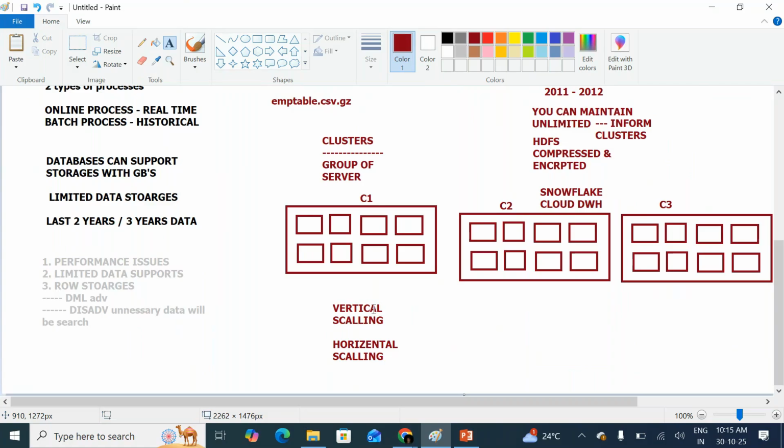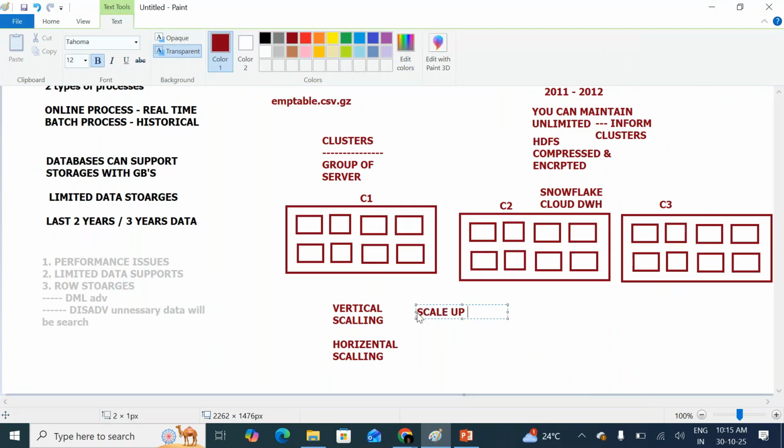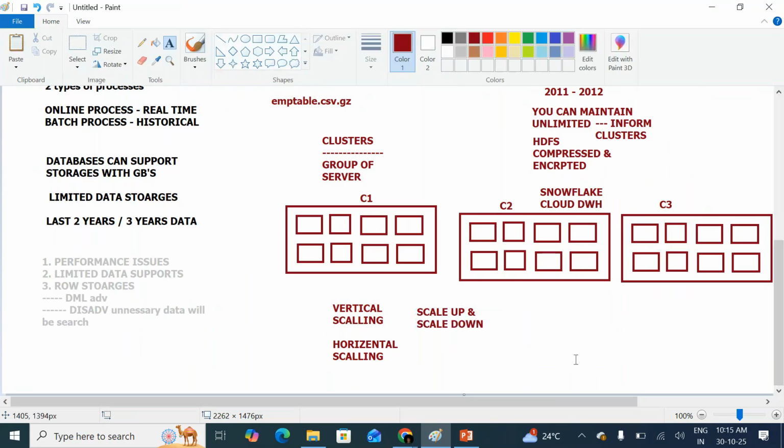Let's say investing in 2 TB and 64 GB RAM is too costly, and for my operation 16 GB is enough, so I reduce it to that. Increasing the resources within the computer and decreasing the resources within the computer is called vertical scaling: scale up and scale down. Got my point, sir? Within the computer, you are increasing and decreasing.